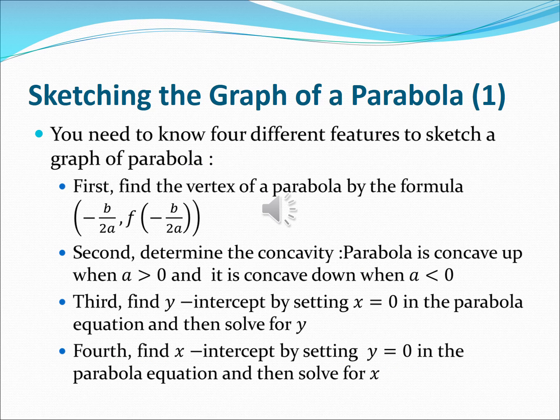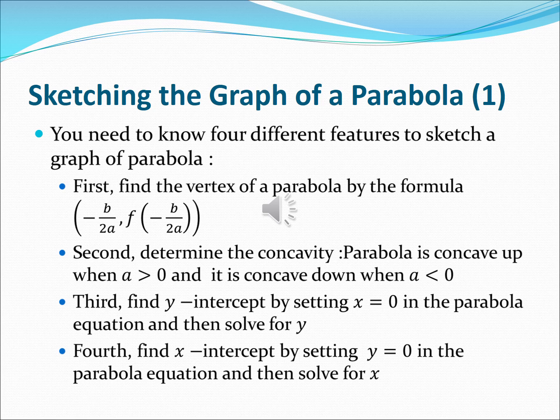In sketching the graph of a parabola, you need to know 4 different features. First, you need to find the vertex of the parabola. The vertex x coordinate is given by the formula negative b over 2a, and the y coordinate of the vertex is given by f of negative b over 2a.